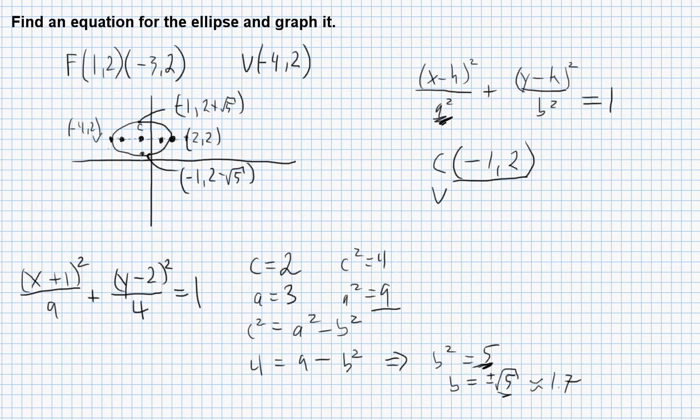The focal points we've got, and the center point is (-1, 2). Then this point here is going to be (-3, 2). And this point here is going to be (1, 2). And there is our graph of our ellipse, fully labeled, all of the critical points labeled. Here is our equation, and we are done. Thanks for listening.